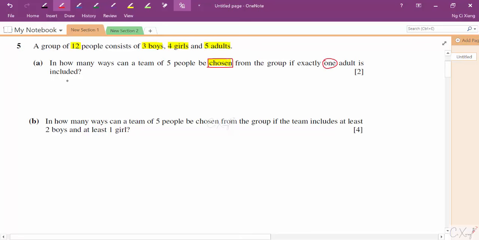That means from the 5 adults, I want to choose only 1 of them, multiply with the rest. For the rest, we don't want to consider anymore whether they are girls or boys. So you combine all this together, where you're having 7. And from these 7 people, I want to choose 4, so that I can make a group with 5 people. So it will be 5C1 multiply with 7C4, and you get 175.